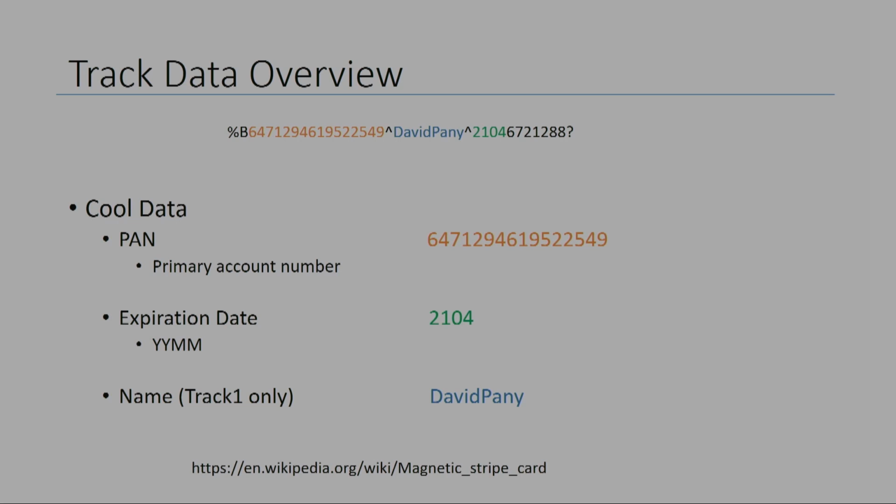So let's break down track data. This is track 1. It has our name. Highlighted in orange, it'll be our primary account number.